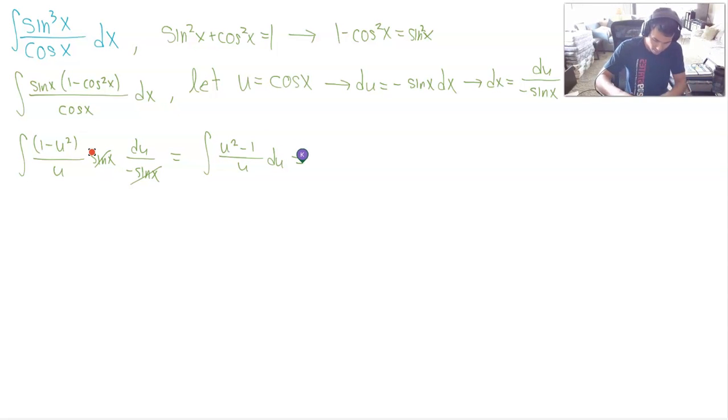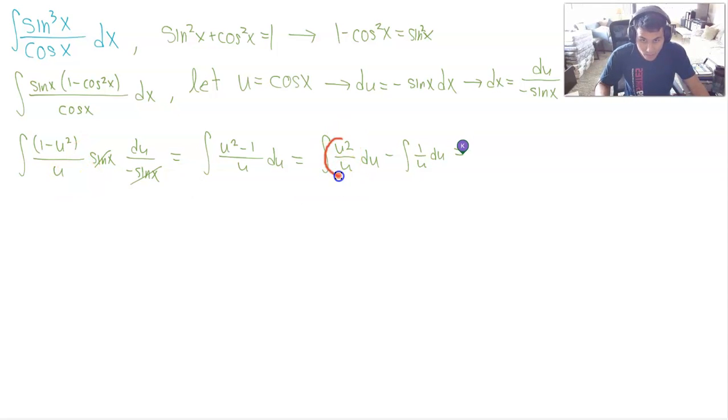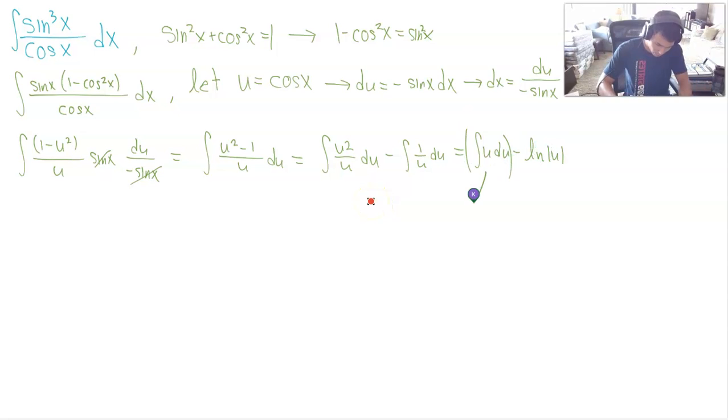That's really nice, isn't it? Because we can break this down into just what? u squared divided by u du minus 1 over u du. And then you can see here, look at that. That's just the integral of u du minus, and we know this integral by heart now, because we've done it so many times, which is negative ln u. Now all we have left is to compute this integral, and we know that one is really one of our favorite integrals.